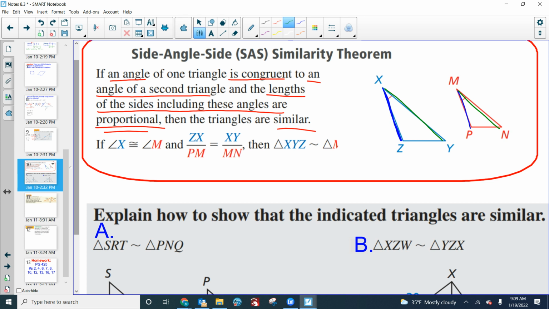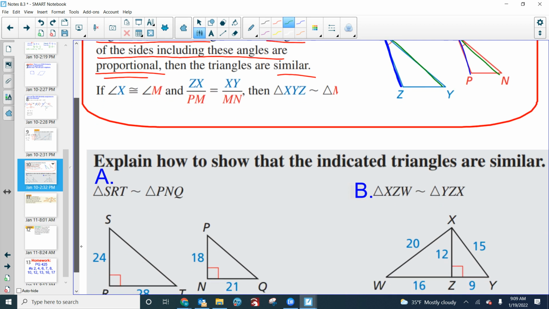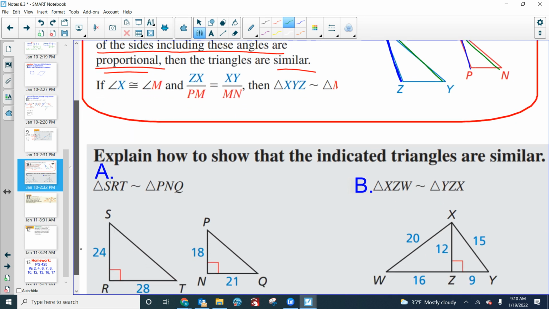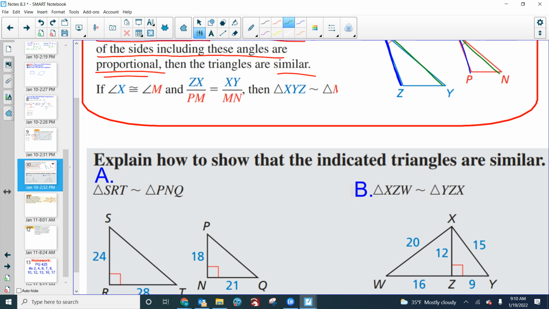All right, because of time, we're going to wrap up with these two problems. Was that enough for you guys to finish copying that up there? All right, explain how to show that the indicated triangles are similar. Well, do you agree if these are going to be similar, then isn't the ratio of 24 to 18 going to have to be the same ratio as 28 to 21?